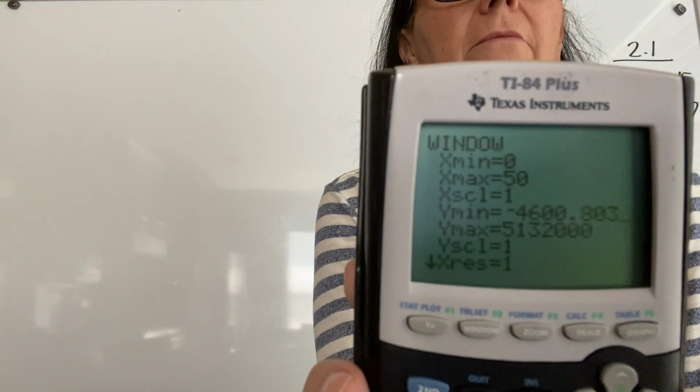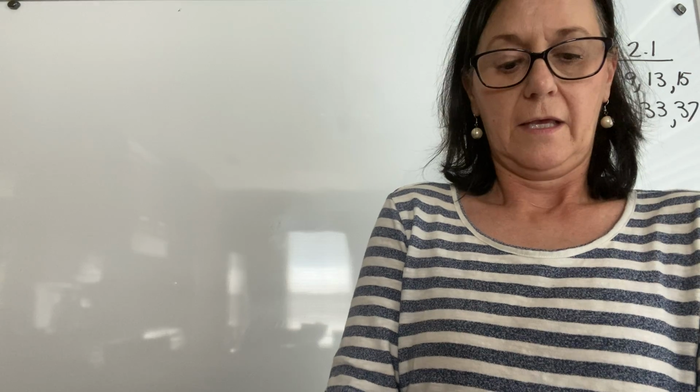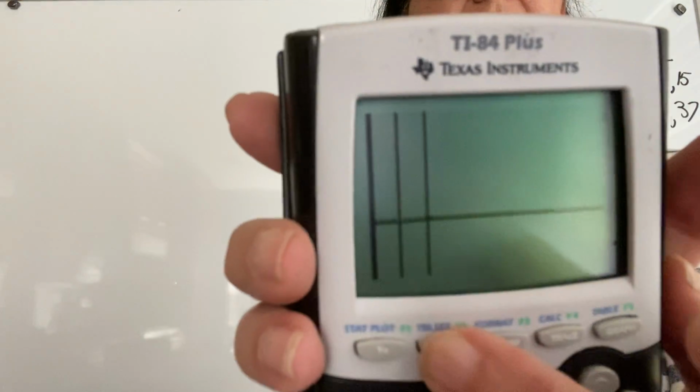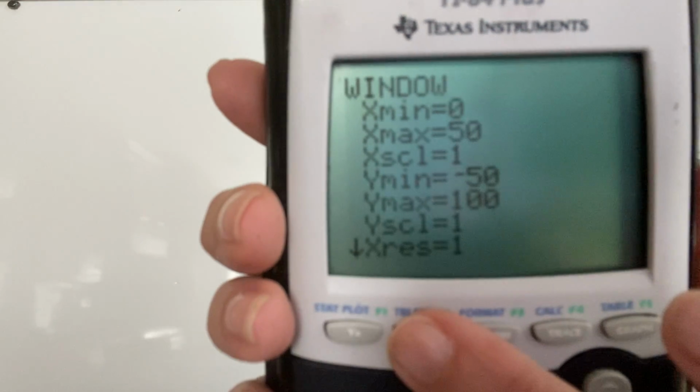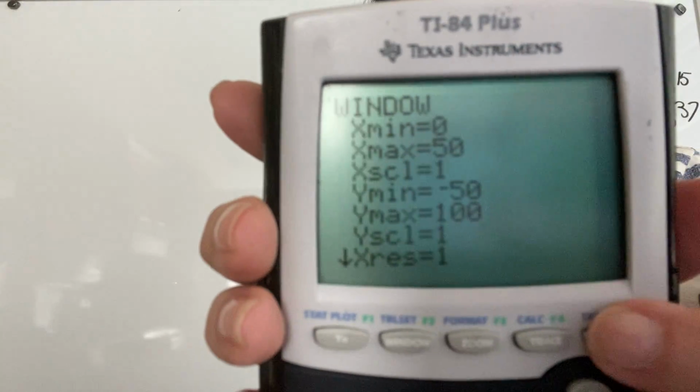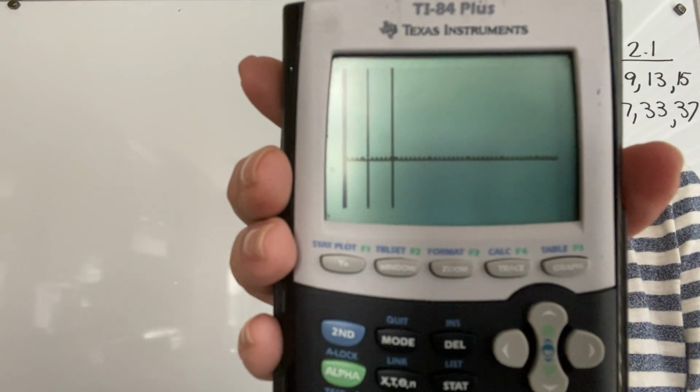And I'm going to change my window to 0. Is it 0? 50. I'm going to change it from 0, 50. My y min, maybe I'll make it negative 50. And that may be 100. Let's see what we see. Okay, so I changed my window so I could see that closer. So I just want you to look at what I set my window to. And now graphically, that's what I see.